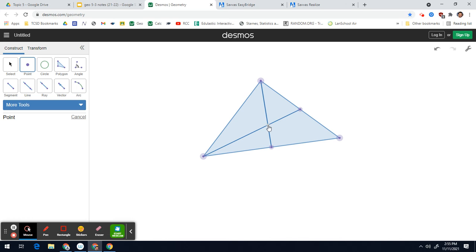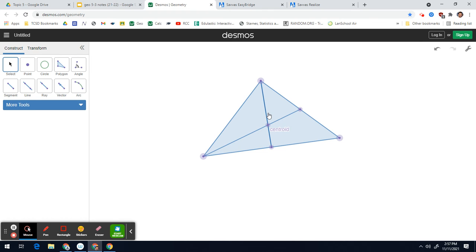This point right here where those two medians intersect, that point is going to be called the centroid. So let's see if I can spell centroid correctly here. Label it as the centroid. Okay, and now let's talk about the different types of triangles and where the centroid is located.